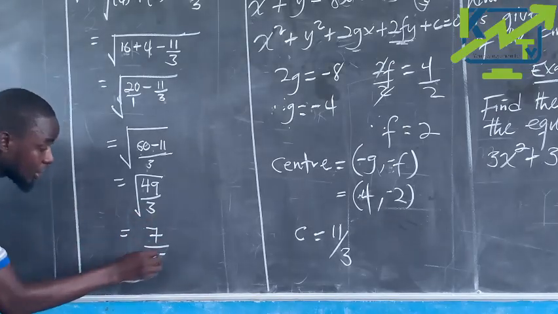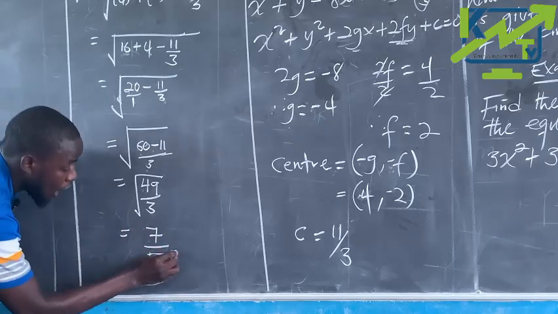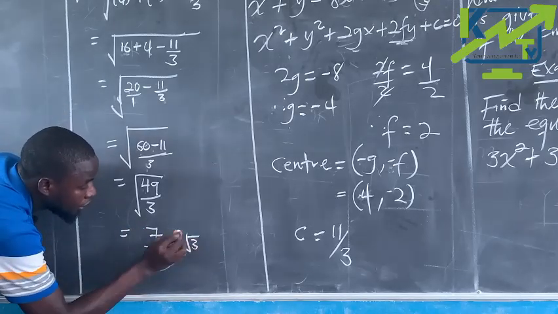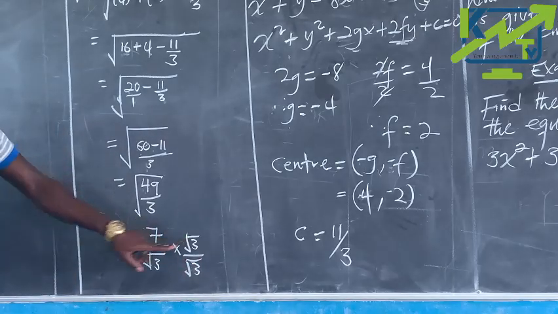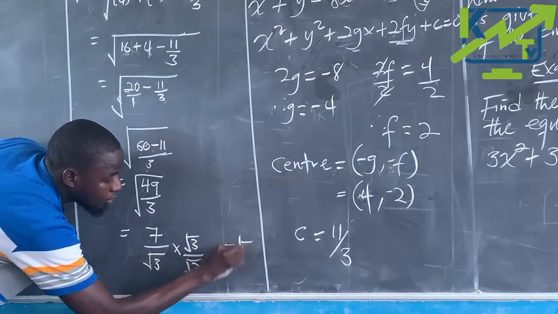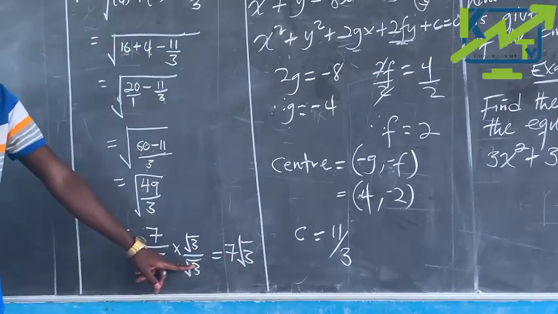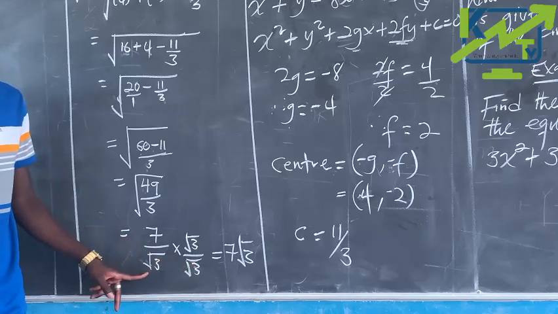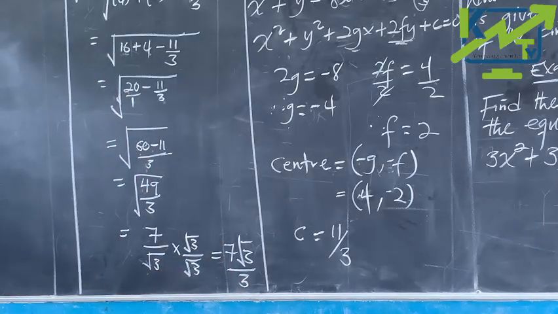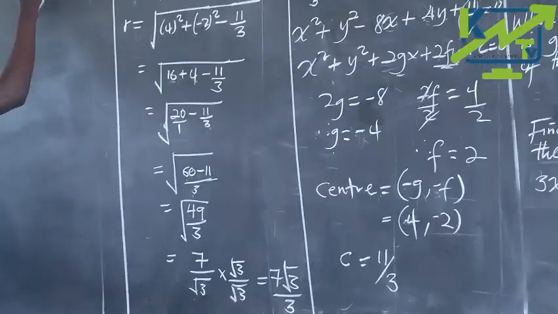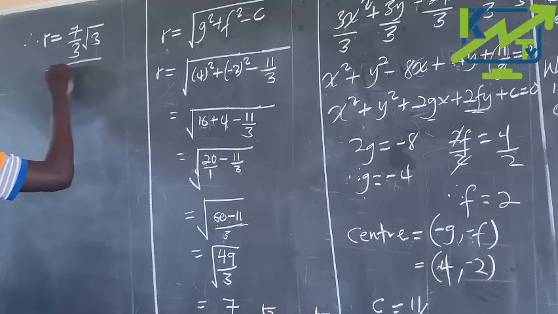So how do you rationalize this? You are going to take this root 3 and multiply both the numerator and the denominator. So I will multiply here by root 3, and I multiply here also by root 3. So now 7 times root 3 is going to be 7 root 3. So root 3 times root 3 is going to be root 3 square. Or you can say 3 times 3 is going to be what? 9. Now the square root of 9 is going to be what? 3. Are you seeing that? So you can say therefore, your radius now is going to be equal to 7 root 3 over 3. Are you seeing that? So this is our final answer.